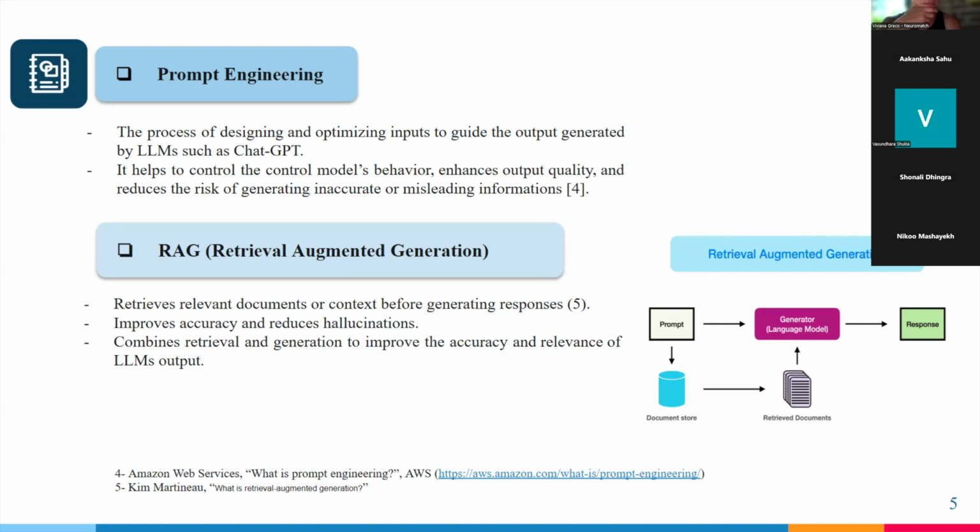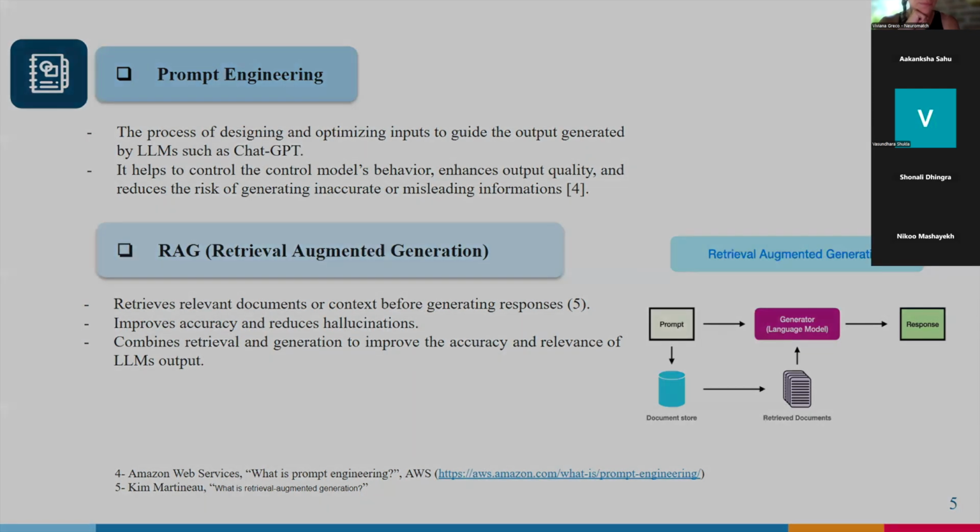Prompt engineering is basically designing inputs to guide the LLM's output. By optimizing these prompts, we can control models' behavior, enhance output quality, and reduce the risk of generating inaccurate or misleading information. And RAG helps the LLMs by retrieving relevant context from external resources before generating an output. As you can see in the picture, they retrieve documents, for example, from other resources.